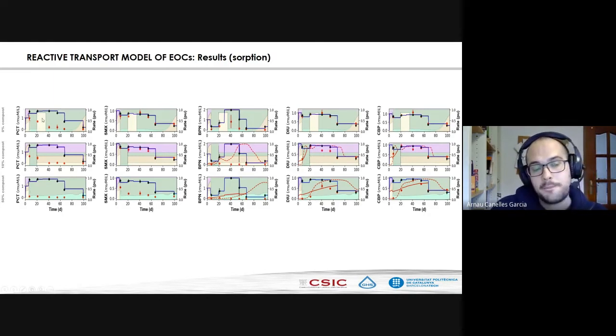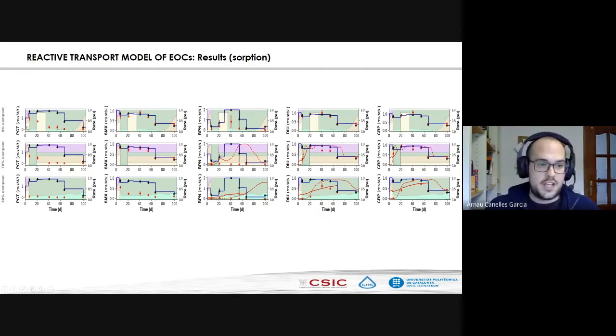We can see what is happening in this geochemical model and if it has any sort of relationship with the different emerging organic contaminants. And then the two final things that we can see are this dashed red line and this solid red line, which are the two models that we want to compare, in this case, for the sorption. So the red solid line would be the kinetic sorption, and the dashed red line would be the equilibrium sorption.